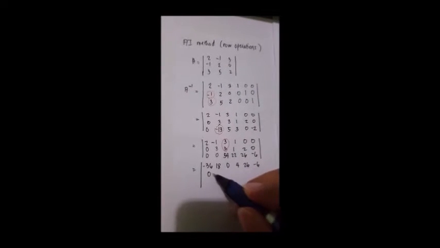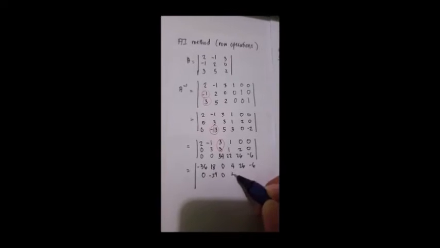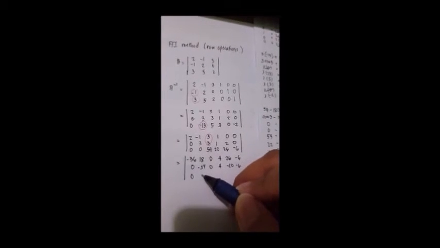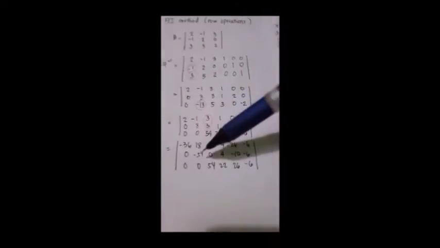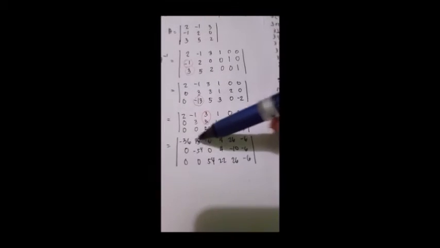So, row 1, we have negative 36, 18, 0, 4, 26, and negative 6. Ayan. Nasulat ko na. And row 2, we have 0, negative 54, 0, 4, negative 10, and negative 6. And for row 3, unchanged, 0, 0, 54, 22, 26, and negative 6. Okay, so kung may papansin kayo, medyo nagiging pareho na tong number na yan. Tapos, 0 na yung 5, okay?